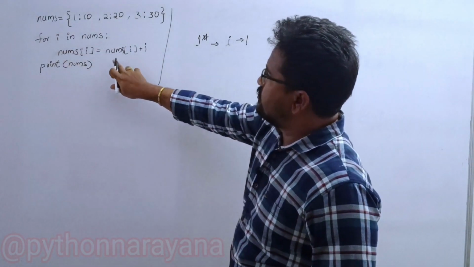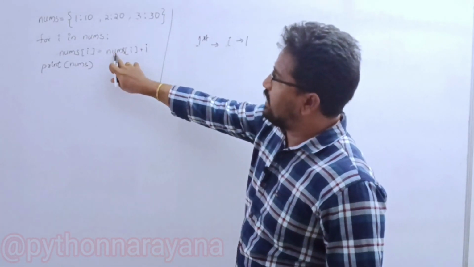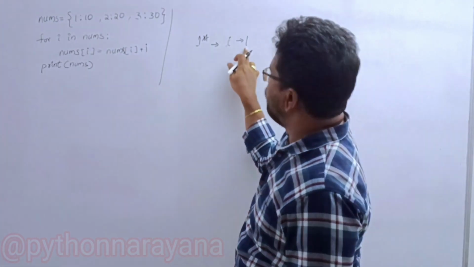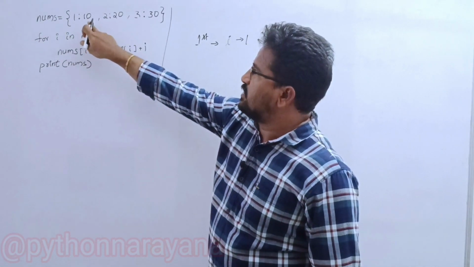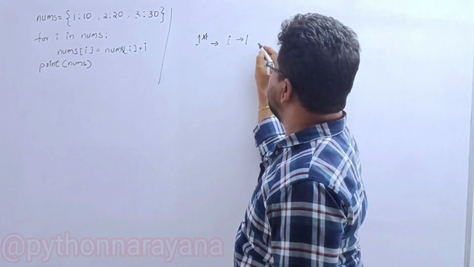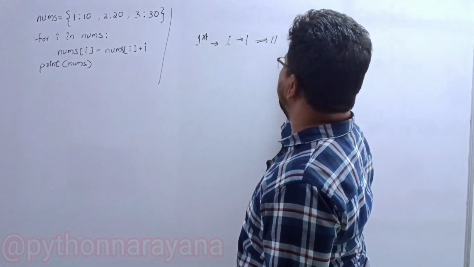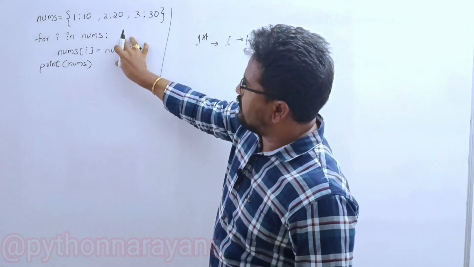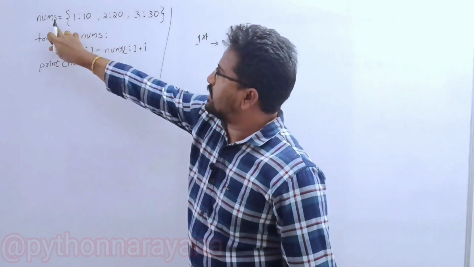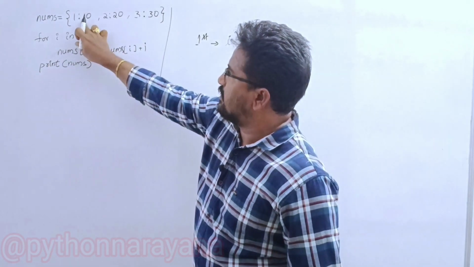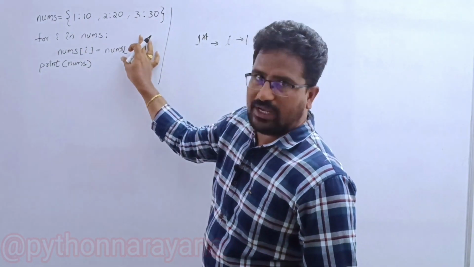Now I value 1. So here dict[i] means dict[1]. What is dict[1]? Value will come. What is the value now? 10. So 10 plus 1, 11. The value is here 11, right? Now this 11 is assigned to the dict[i]. Dict[i] means what? 1. Means for dict[1], this 11 will be assigned here. Means the value will be replaced by this new value.